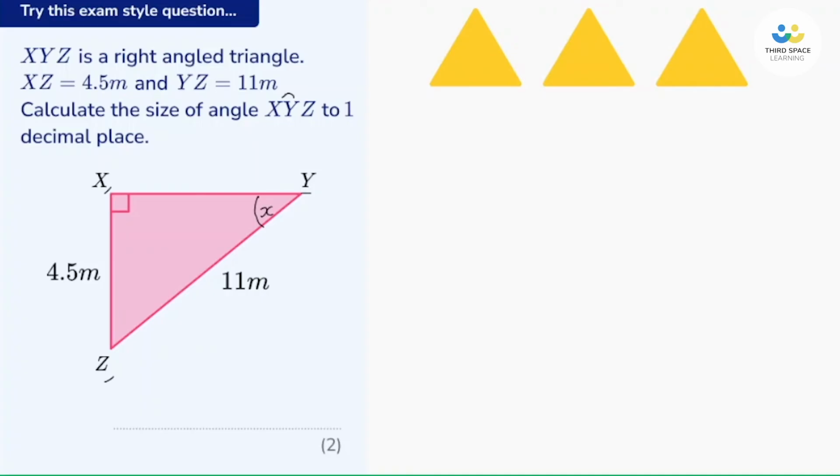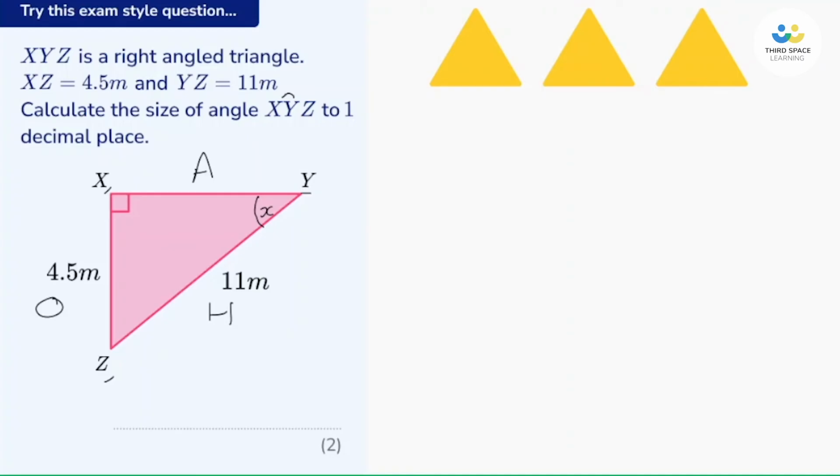Now, because we've got a right angled triangle and we've got 2 sides and we want to work out a missing angle, we can use trigonometry. So let's start by labelling the sides of our triangle. So the longest side is the hypotenuse, and that's the side opposite that right angle there. Let's label the opposite next. Well, the opposite side is the side opposite the angle, which is 4.5. And then the one that's left over is the adjacent, which is the side next to the angle.